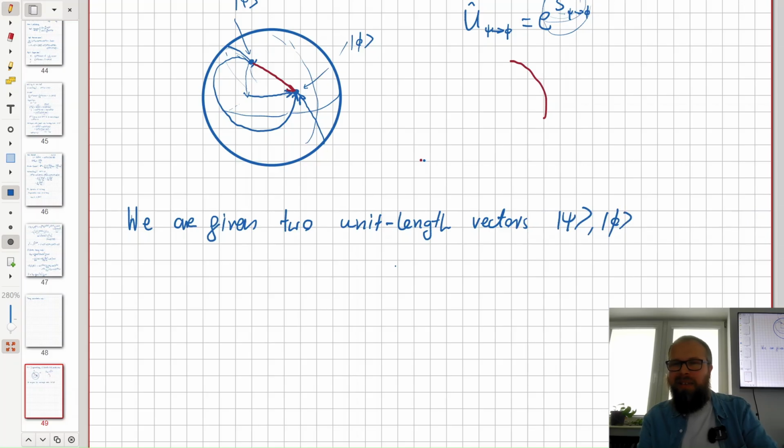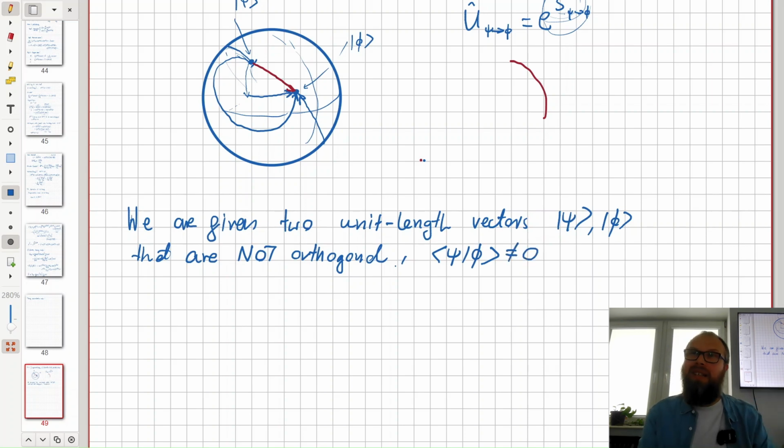And this is an important caveat: they are not orthogonal. That is, we want the scalar product, the bracket between psi and phi, to not be zero specifically. Why? It will become clear later. Actually, it won't become clear. I don't really have a good answer why.